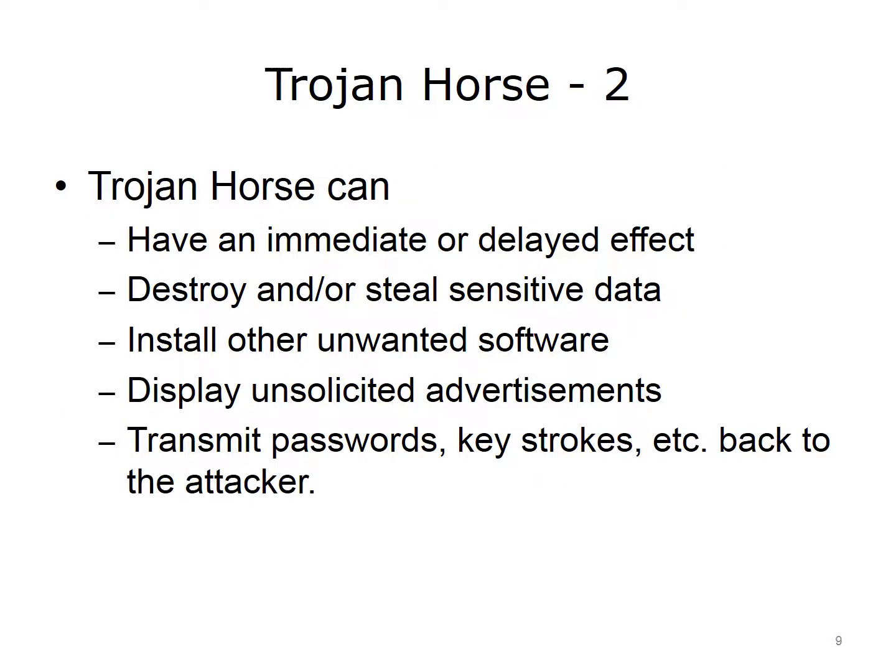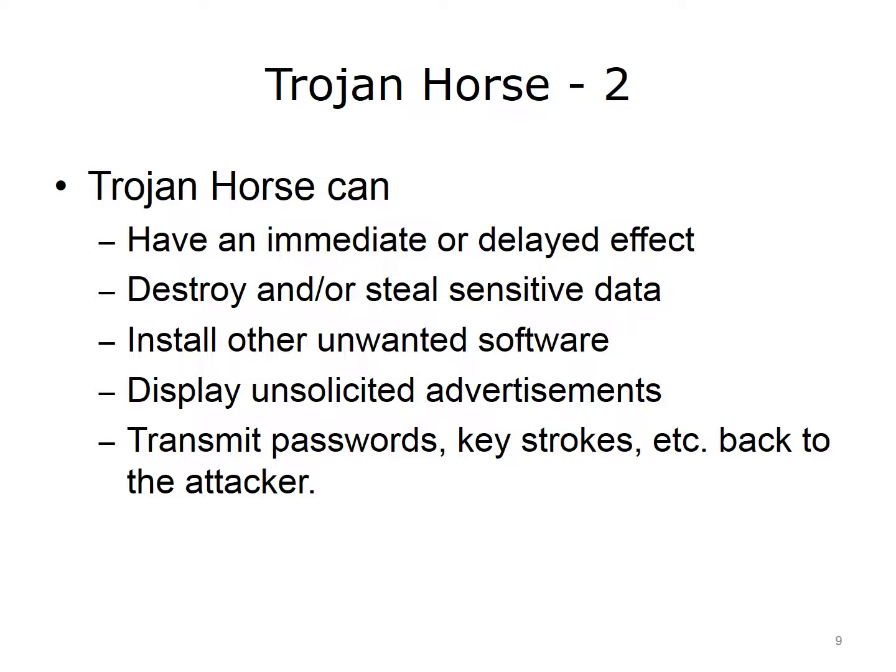An installed Trojan may start acting immediately, or it may wait a certain amount of time set by the hacker who created the Trojan. Delaying a Trojan's activation makes it more difficult to control or prevent damage. Many Trojans steal sensitive data for use by the hacker in blackmail schemes. Other Trojans destroy data found in the machine it's installed on or across entire networks. Some Trojans install other unwanted software. Others display unsolicited advertisements. Sensitive information such as bank accounts, passwords, or even keystrokes can be transmitted back to the attacker from the Trojan.